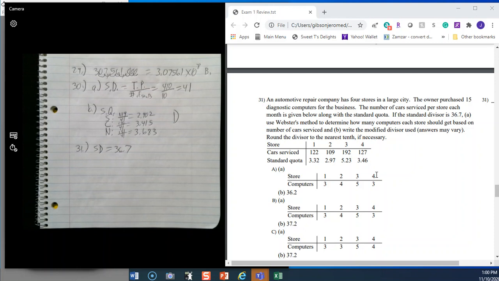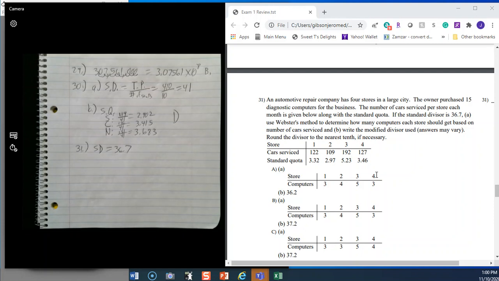A, use Webster's method to determine how many computers each store should get based on the number of cars serviced. And B, write the modified divisor used. Round the divisor to the nearest 10. Now listen, we're going to change this slightly. We're going to use Hamilton's method. We're not going to use Webster's method. So the answer in the back will be a little different, but we're going to use Hamilton's method.